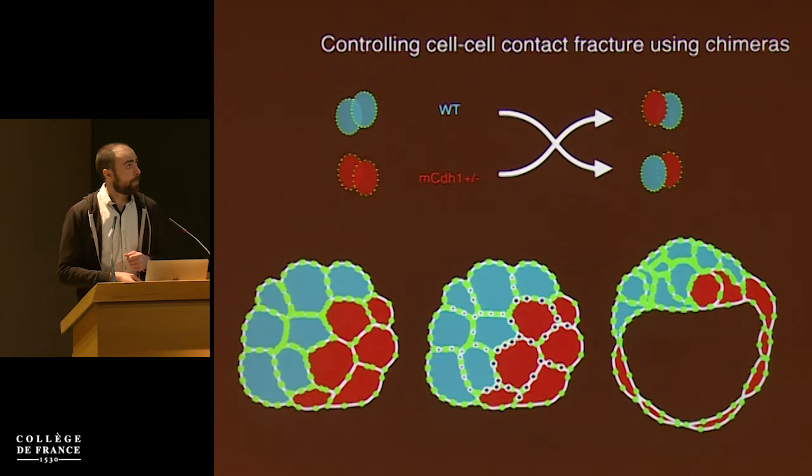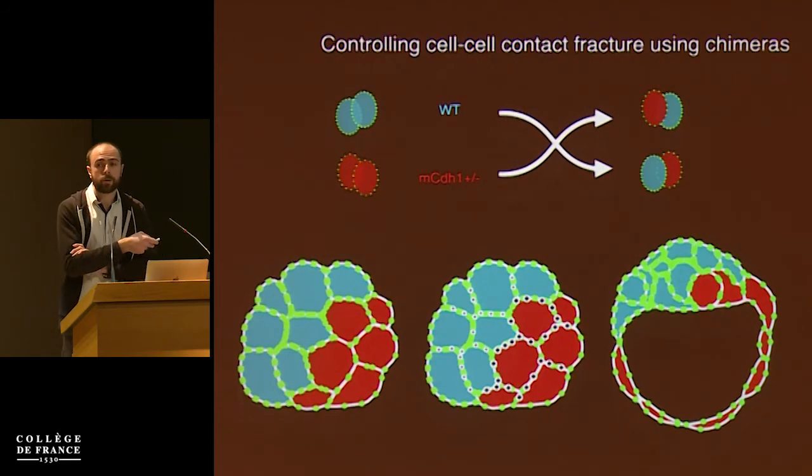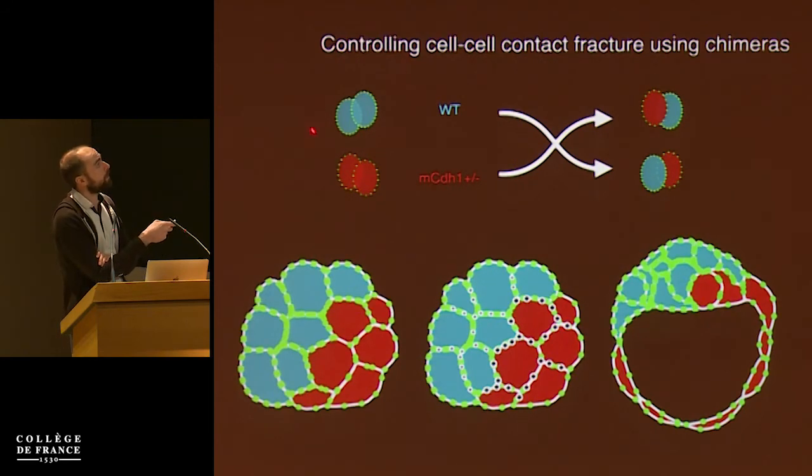For this, we did the following experiment. We built chimeric embryos made out of either wild-type embryos or a maternal E-cadherin knockout embryo, which lacks a maternal allele of E-cadherin. Those embryos are viable. They are fine. They make a blastocyst. They are viable, but they have less adhesion.